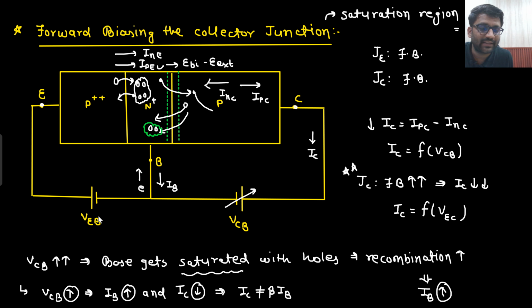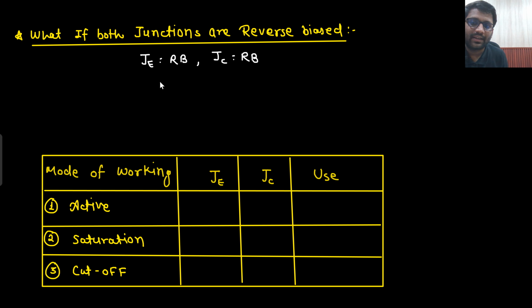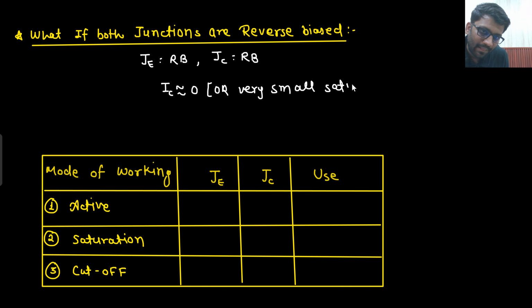But now if it is reverse biased, then what will happen? It will drive very less amount of current. First thing is that it will not inject the holes. So that thing is gone. If it is reverse bias, it will drive very less amount of current. This will also drive very less amount of current. That means the whole BJT can work as an off switch. That means the current, IC current, would be nearly 0 or a very small reverse saturation current.